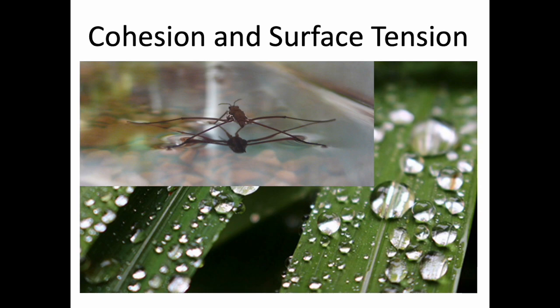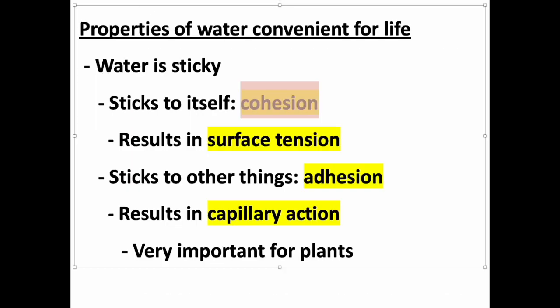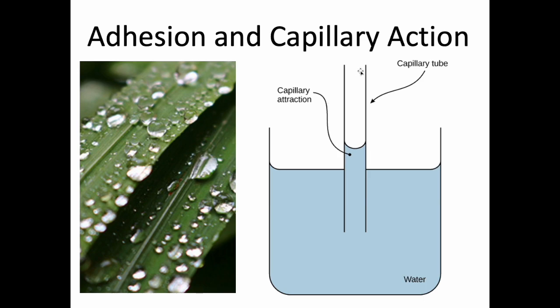So water sticks to itself. Water also sticks to other things. So that is what we call adhesion. Again, my bad, not in the key terms. Adhesion is just water sticking to other things, and this results in capillary action. So we can see water sticking to other things if we shove a narrow tube in a beaker of water. And because water loves to stick to other stuff, just like it loves to stick to itself, this water will, fighting against the force of gravity, climb up the wall of this tube.